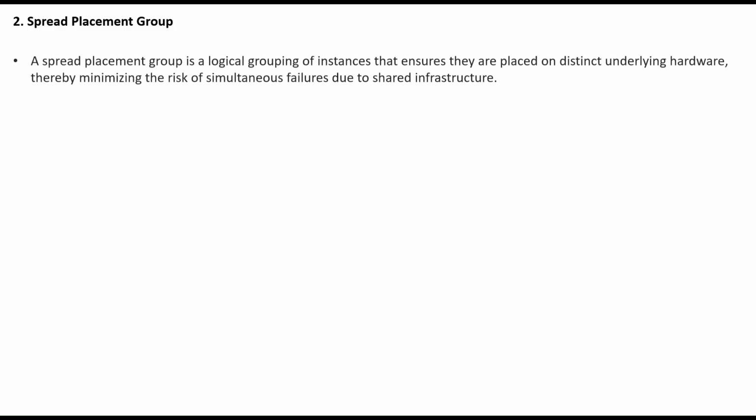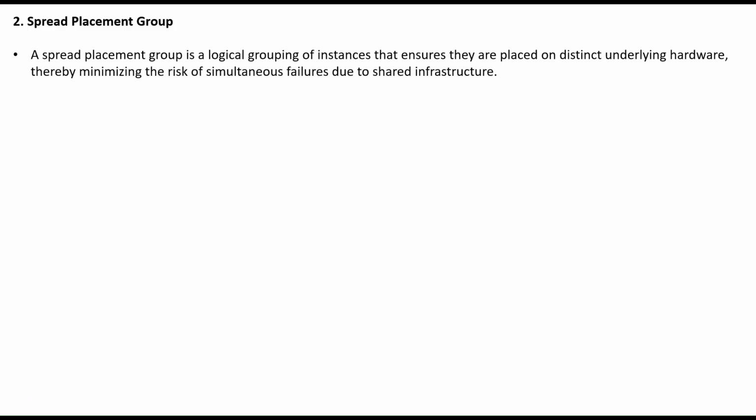The second option here is the spread placement group. The spread placement group is a logical grouping of instances that ensures they are placed on distinct underlying hardware, thereby minimizing the risk of simultaneous failures due to shared infrastructure. Previously, we saw the cluster placement group, which deploys all EC2 instances in one rack, so that if one rack fails, all instances fail.